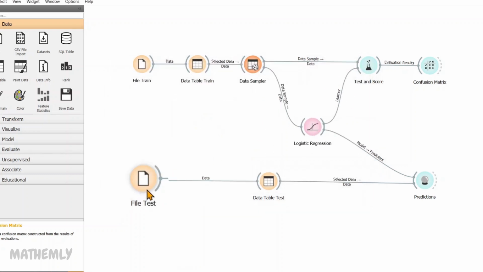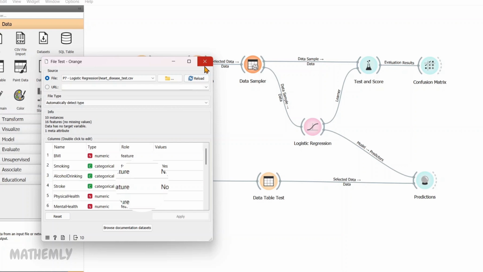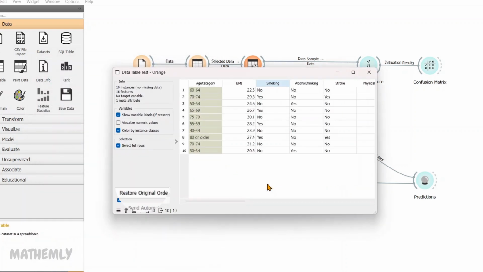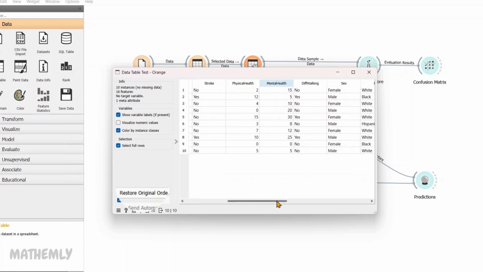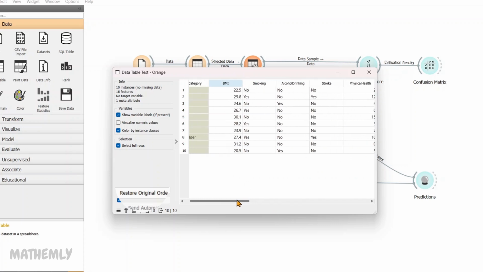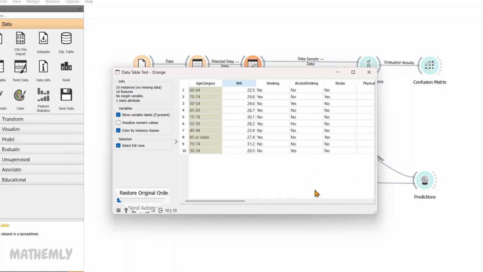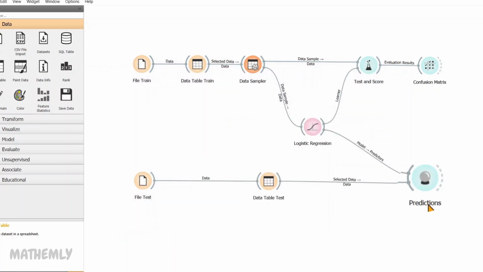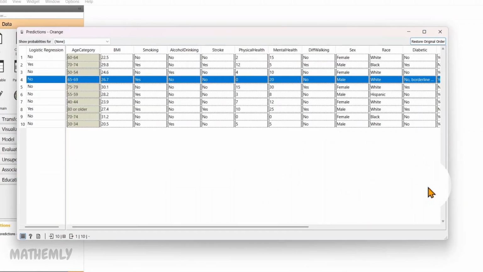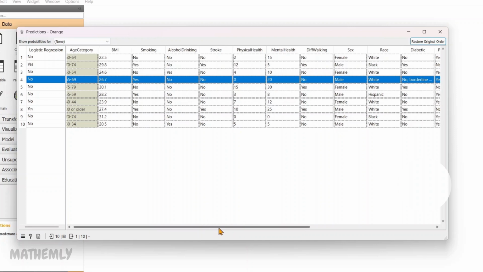And then I have added a new file widget called File Test, where I have included 10 rows with the same feature columns as the training data. This testing dataset will help us to test how well the model predicts on completely unseen data. The Predictions widget allows us to see how the trained model classifies new individuals based on their health indicators. It takes the input features and applies the trained logistic regression model to predict whether a person has heart disease.